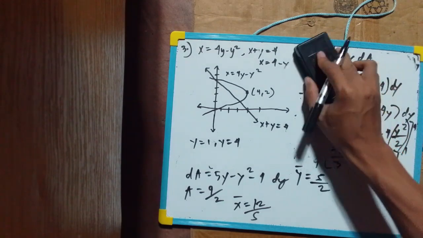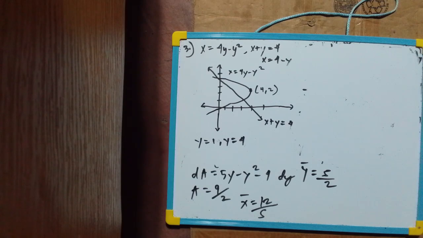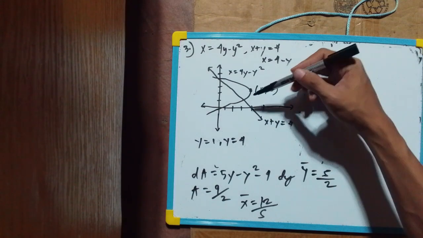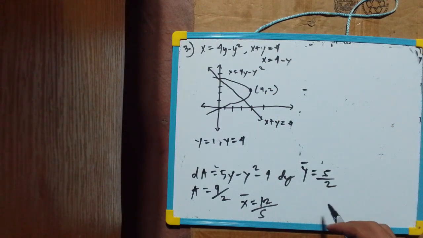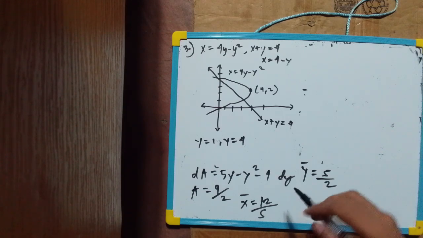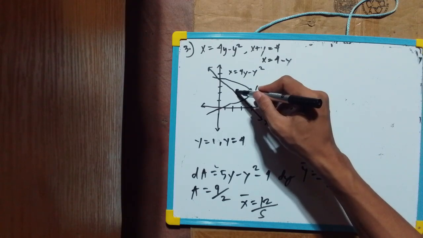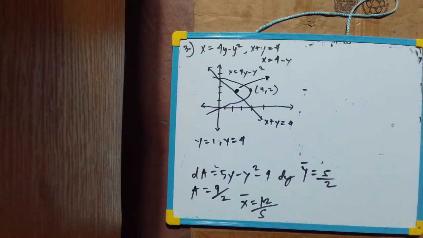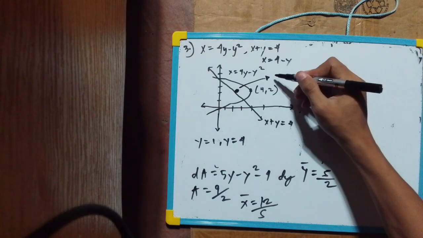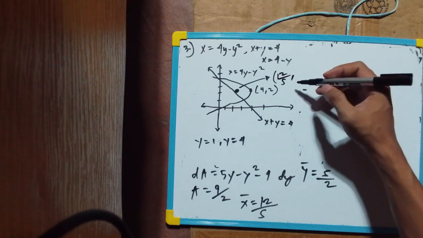So this is the location of the centroid. 12 over 5 is located between 2 and 3, and 5 over 2 is between 2 and 3, so we have this. So this is the centroid of the area enclosed by the two curves. So this is 12 over 5 and 5 over 2.